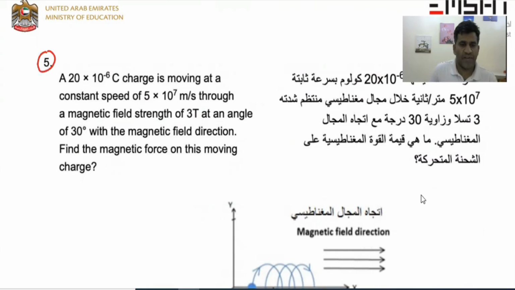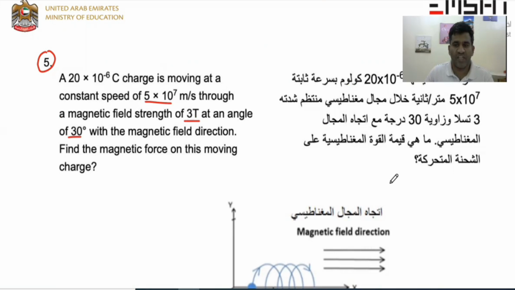Question number 5 here is: a 20 into 10 to the power negative 6 coulomb charge is moving at a constant speed of 5 into 10 to the power 7 meter per second through a magnetic field of strength 3 Tesla, at an angle of 30 degrees with the magnetic field direction. Find the magnetic force on this moving charge.